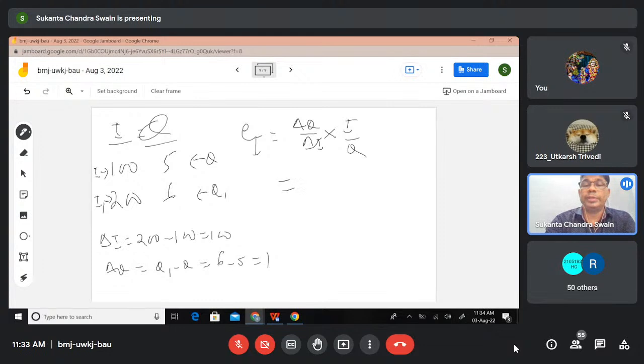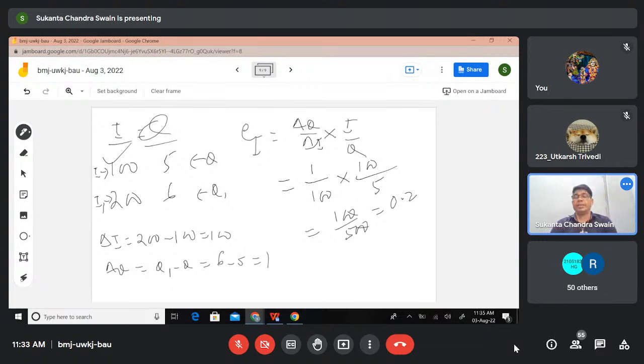So now it will be del Q by del I, that is 1 by 100 into I, which is 100, by Q, which is 5. So it is 100 by 500. So 1 by 5 is equal to 0.2. Less elastic. Because it has come positive, the commodity in question is a normal commodity.